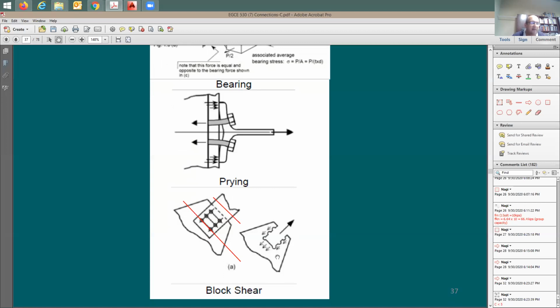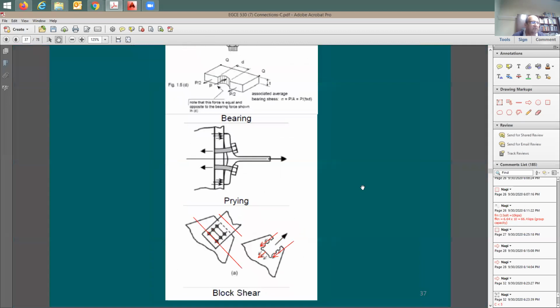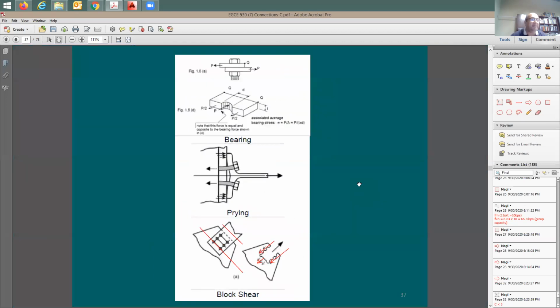You're going to have a combined effect of some shear failure on the side. You can say here is going to be shear failure, and here also is going to be shear failure, and here is going to be tension failure in this face. So we call this block shear. You're going to see it later on in beam connections. It's going to be very typical in building beam connections.